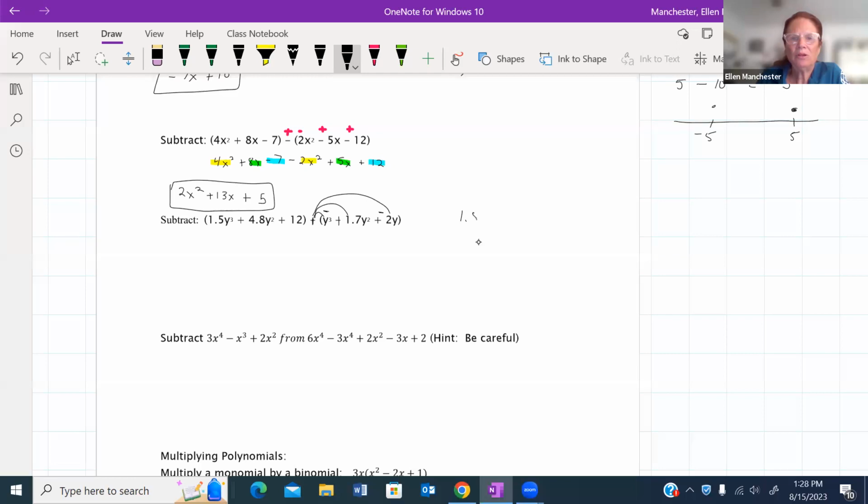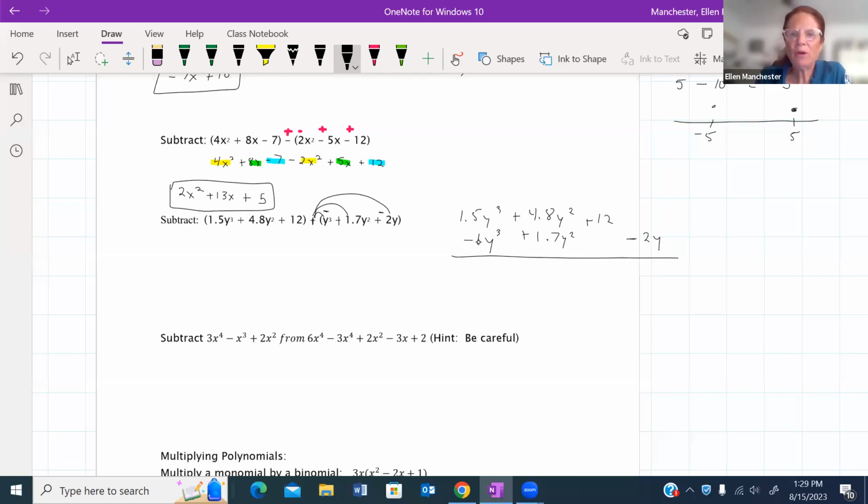So 1.5y cubed plus 4.8y squared plus 12. Okay, so for y cubed, I have a -1y cubed. You don't have to write the 1, but I just want to do it for clarity. When there's no number in front, it's a 1, because 1 times y cubed is y cubed. Because it's a negative, we have a -1y cubed. And then we have plus 1.7y squared. I don't have any constants in here, so I'm going to move this -2y to the outside.